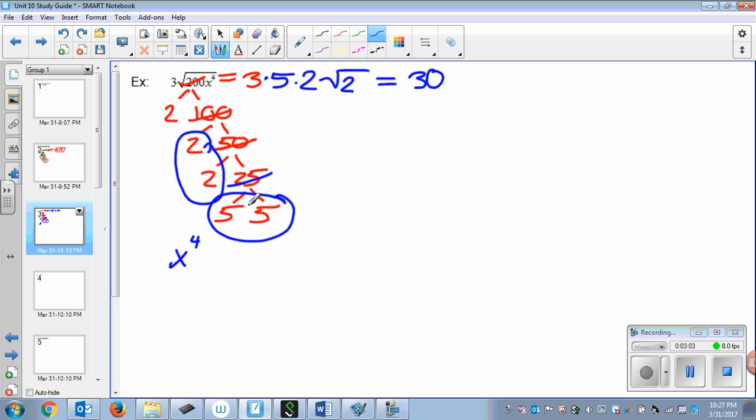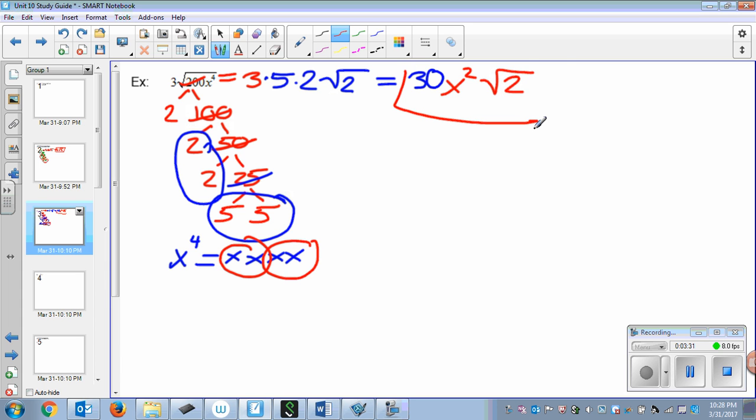So to do x to the 4th, you don't do a factor tree, we're just going to expand it. So x to the 4th is x times x times x times x. And when I make groups here, I can make 2 groups of 2. So that comes out as x squared, because there are 2 of them. And then I have times the square root of 2. And there's none left over for x's. So my answer is 30x squared times the square root of 2.